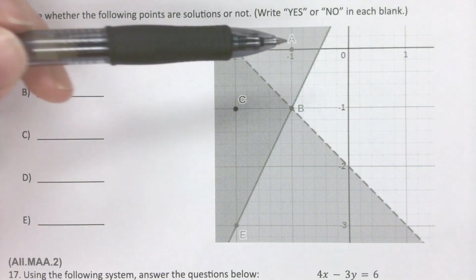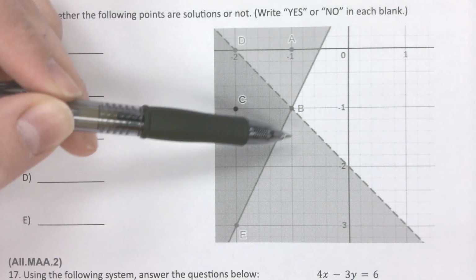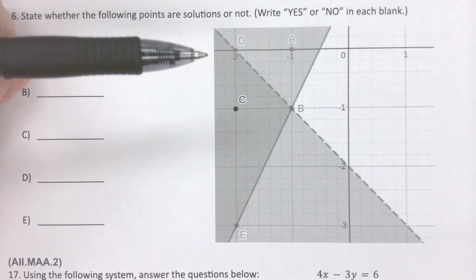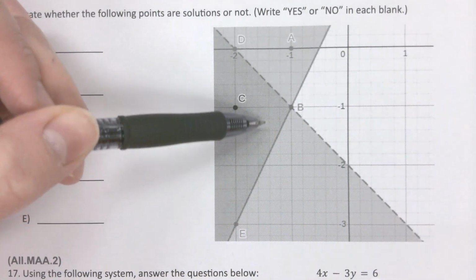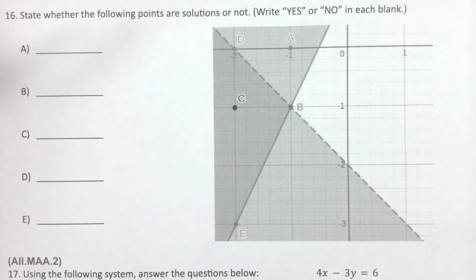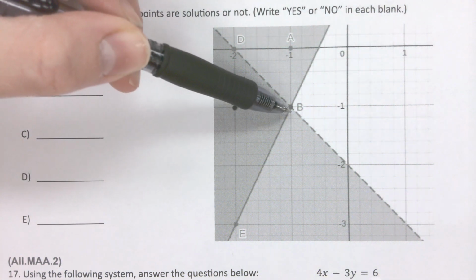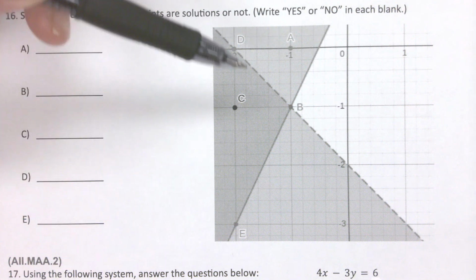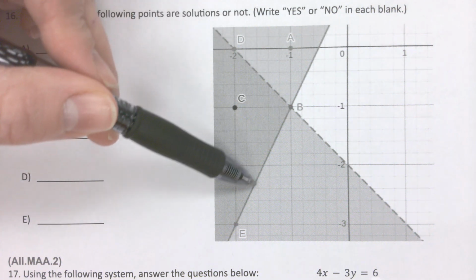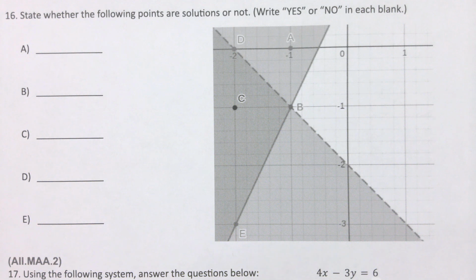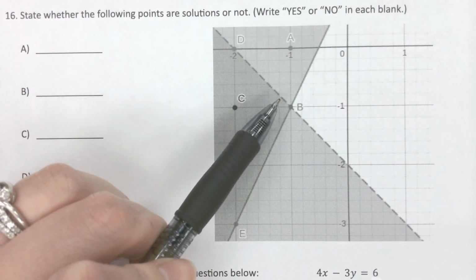So the shading that is the darkest, so that's this section right here. This is where all the answers, solutions are. So it's everything in the shaded area, the dark shaded area, so this piece, not these two. On top of that, any point on this solid line that is a border of this shaded area, these are solutions. Anything on the dashed line are not solutions because dashed is not included.